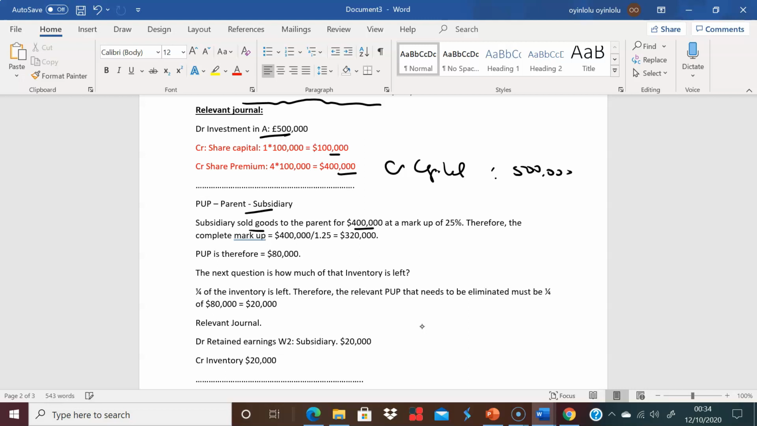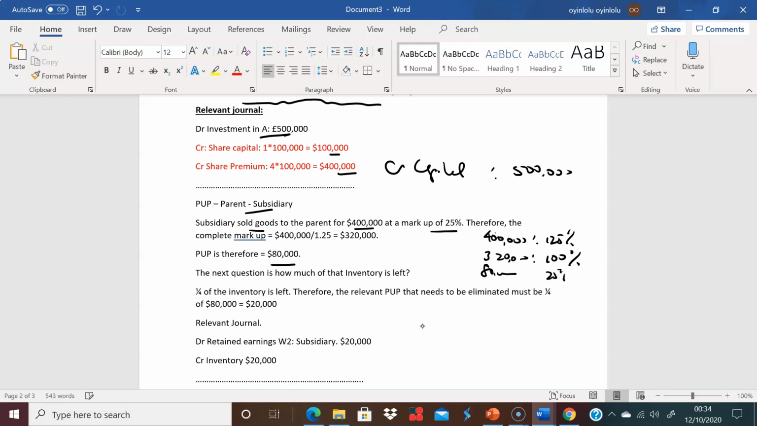Subsidiary sold goods to the parent for 400,000 at a markup of 25%. So therefore, technically, the complete markup, if you like, is 80 grand, right? Because when you look at it, if you sold the goods at a markup of 25%, that means that 400,000 is equal to 125%. And if I wanted to know what the cost is, I tend to do mine that way. I like to know what the cost is. The cost is 320,000. Therefore, the 25% is the full perp, which is 80,000.